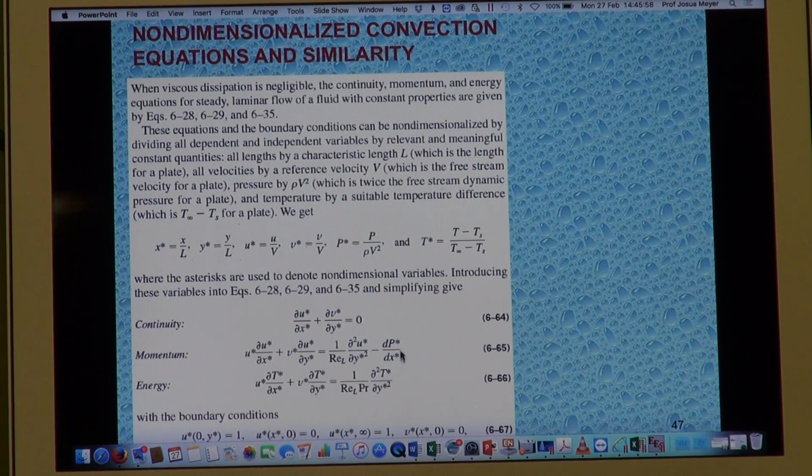The result is, if we write those three equations down in a non-dimensionalized format, you can sort of see that they look almost the same, except for one or two differences. Do you see them?